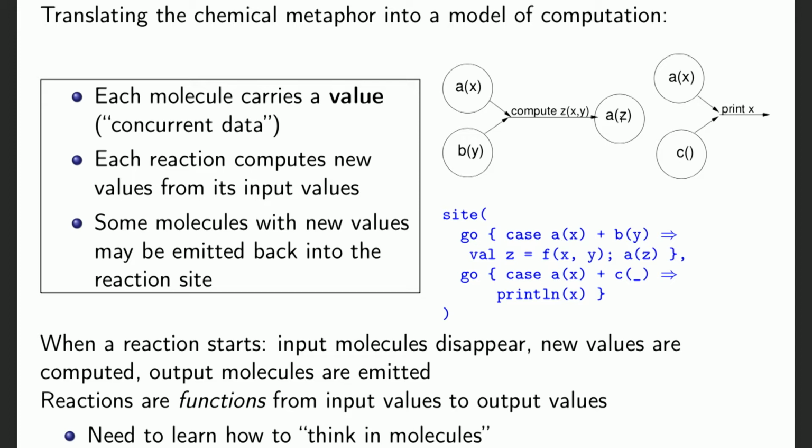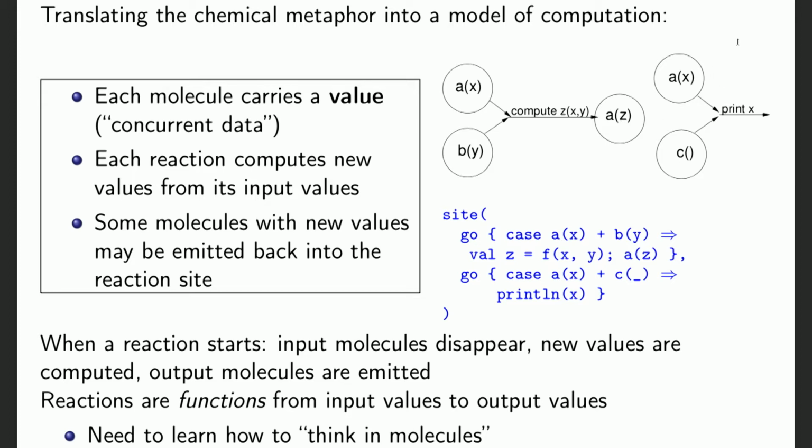Where would this Z come from? Well, obviously, it needs to be computed from X and Y. So there you have a function from X and Y which corresponds to each reaction. Naturally, therefore, your program becomes a specification of molecules and their data types and a number of functions that take inputs and produce outputs and put these outputs on some molecules and take the inputs from some molecules.